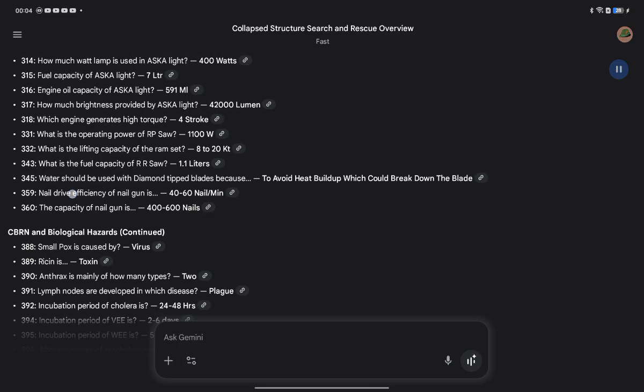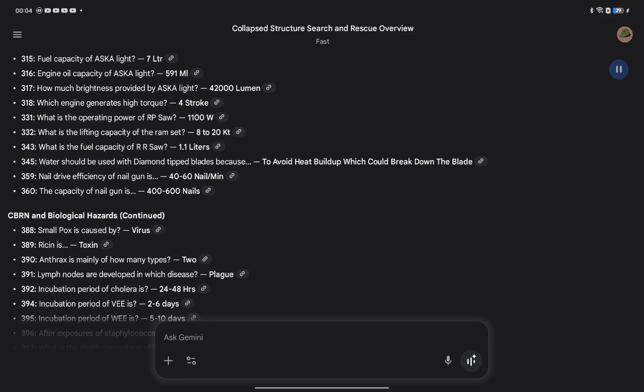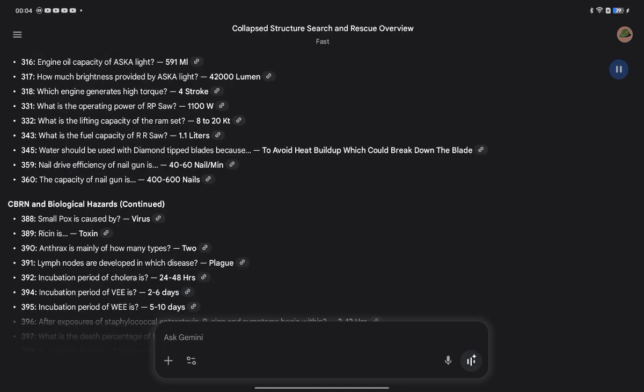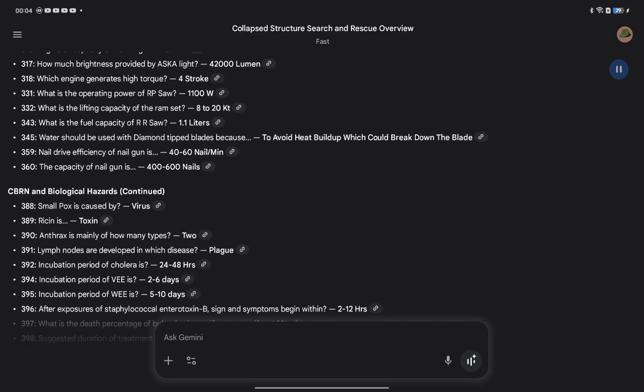315. Fuel capacity of ASCA light? 7 ltr. 316. Engine oil capacity of ASCA light? 591 megaliters. 317. How much brightness provided by ASCA light? 42000 lumen. 318. Which engine generates high torque? 4-stroke. 331. What is the operating power of RP saw? 1100 W.